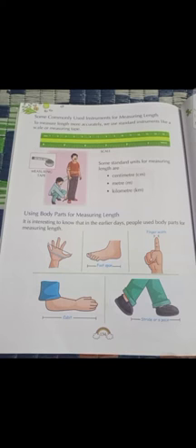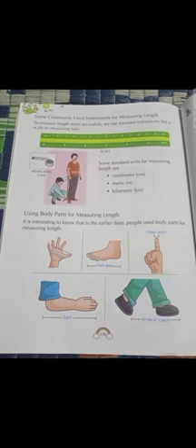See, first one is hand span. You open your hand from your thumb to your small finger. You see the measurement, that is hand span. You can easily see the picture here, hand span. Then your foot span, from one corner of your foot to the other. This is your foot span.